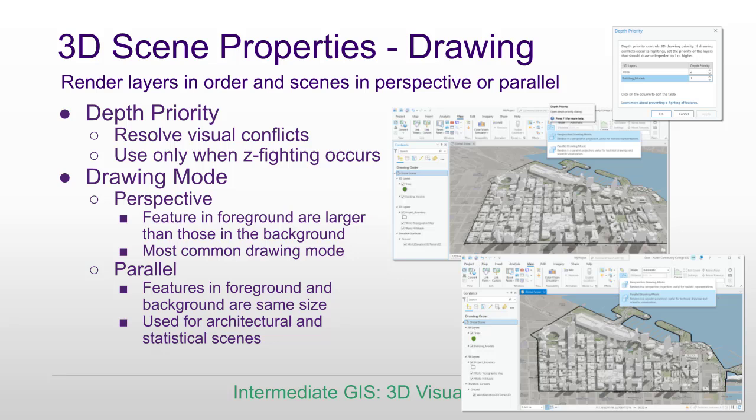Perspective, which is the most common drawing mode, and we almost always use it in GIS, the features in the foreground are larger than those in the background. Now, parallel, which we use for architectural and sometimes stylized statistical scenes, the features in the foreground and background are the same size. And you can see the difference between perspective and parallel and how you set that on the view ribbon in the image in the middle of your screen and the image at the bottom of your screen. In the middle, we have perspective set, which is the mode we most often use in GIS. And at the bottom, we have parallel set, which you can use again for architectural and statistical scenes.